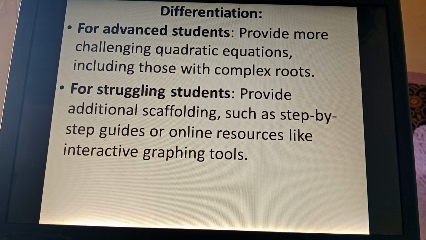For advanced students, provide more challenging quadratic equations, including those with complex roots. For struggling students, provide additional scaffolding, such as step-by-step guides or online resources like interactive graphing tools.